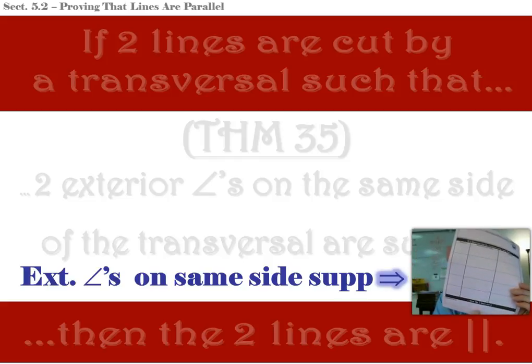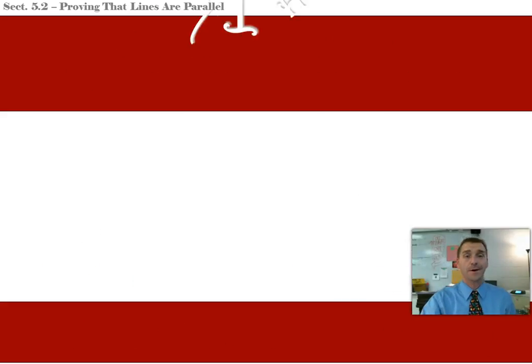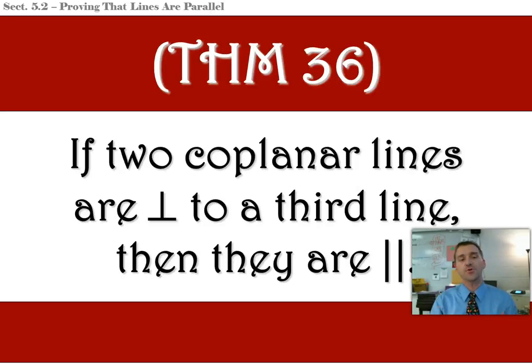And there is one more down here at the bottom. Theorem 36, that's going to allow you to prove lines parallel. Here's what it says. If 2 coplanar lines are perpendicular to a third line, then they are parallel. What does that mean? If I have one particular line like this, and another particular line like that, I have two coplanar lines that are perpendicular to a third line.